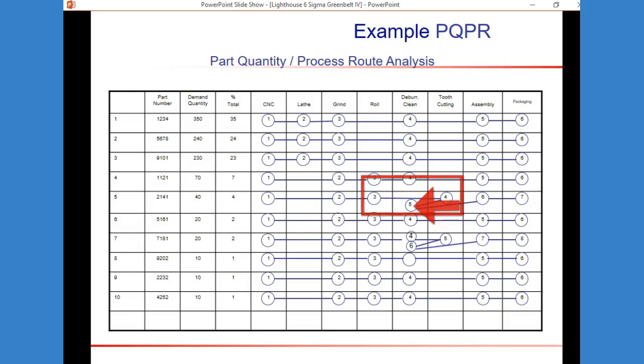So when you're all done, you've got all these little lines and circles around each part number and each step. So I can look at that and say, well, if I was going to build a cell and group a bunch of machines together in this sample, which part numbers would I throw at the first cell? Or how would I build that first cell?